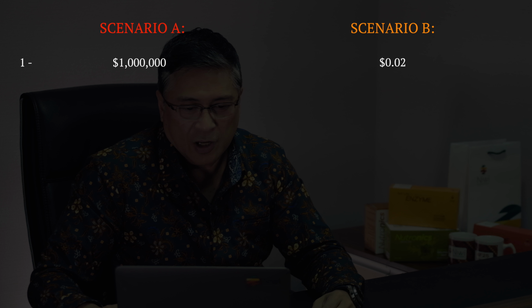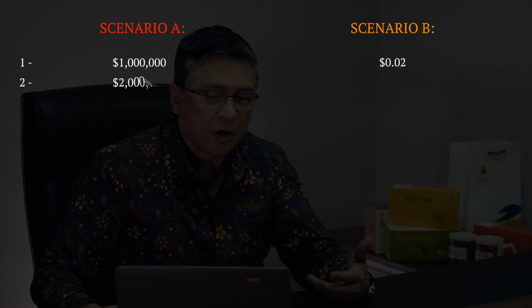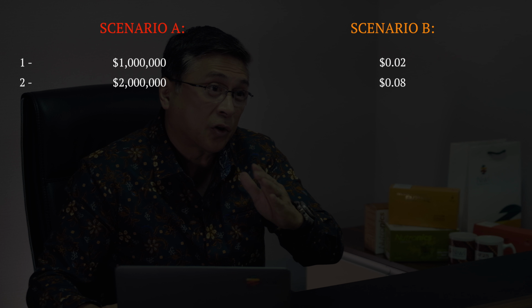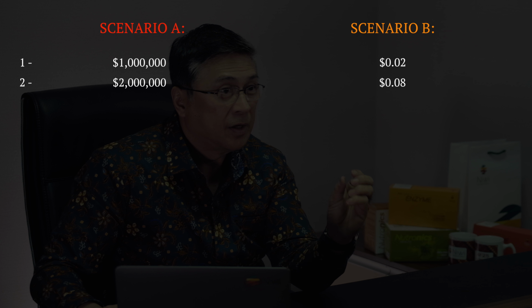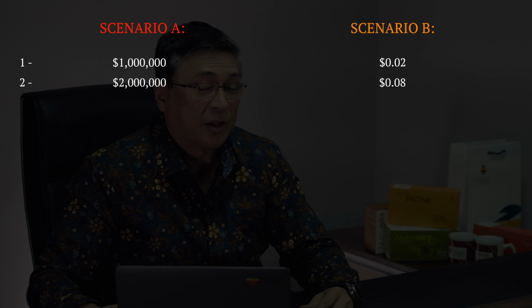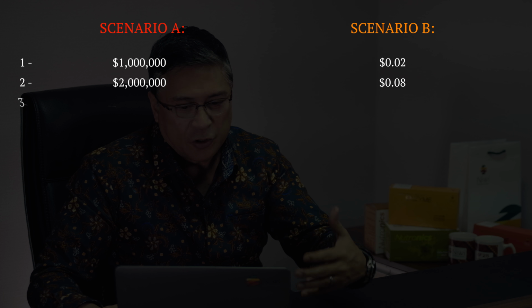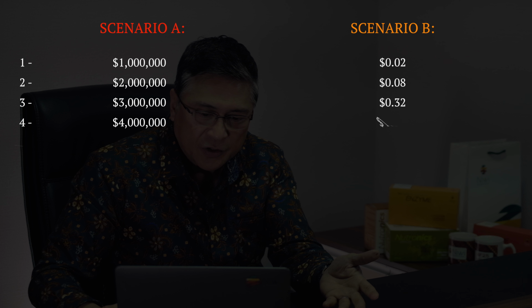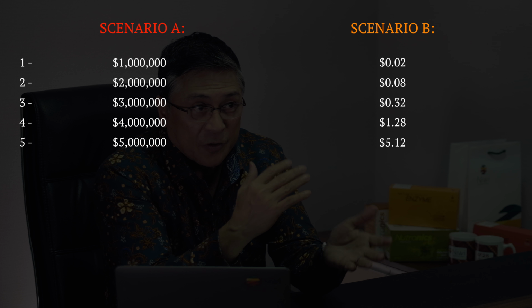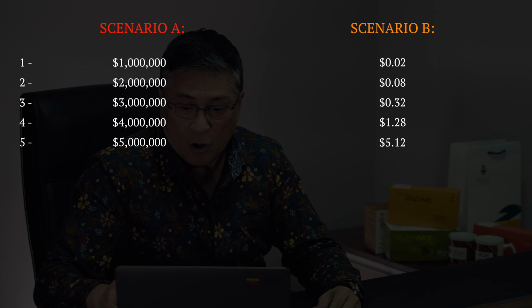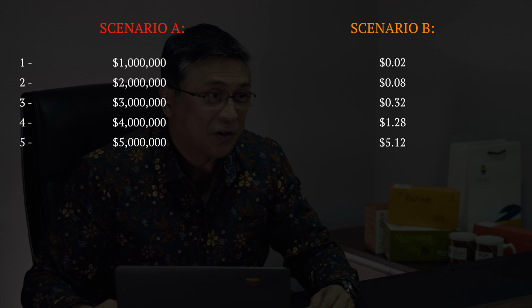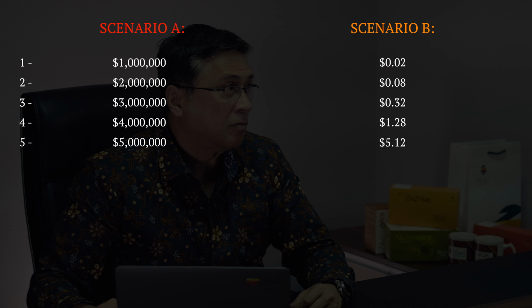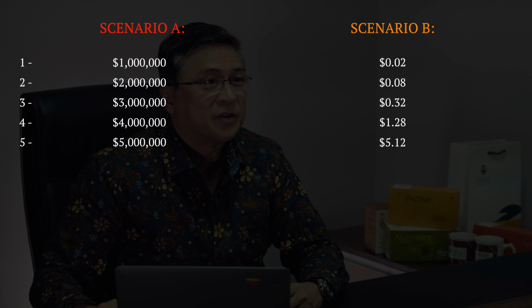So nothing much to look at. Second year, you'll see $2 million. Here you have 8 cents because the 2 cents becomes 4 cents and the 4 cents becomes 8 cents at the end of 2 years. And as you go down the line, you'll see that after 5 years, you have $5 million in your account and you now have $5.12 in the other account. So now you can buy maybe 2 or 3 Starbucks coffees.